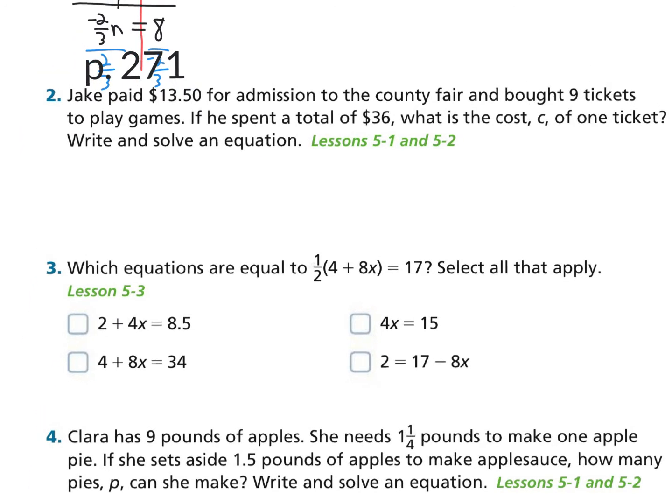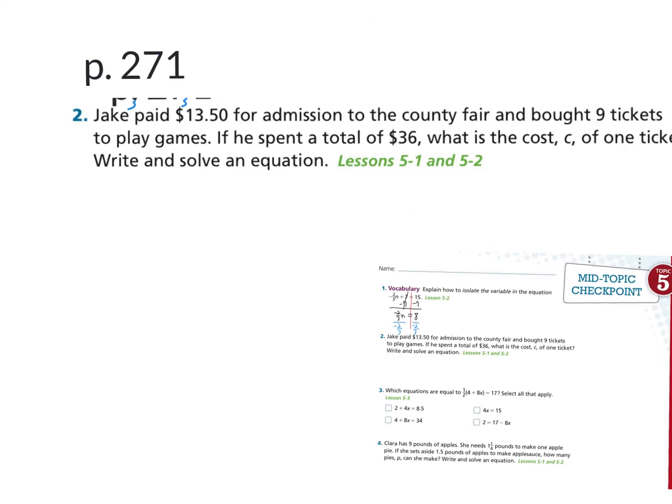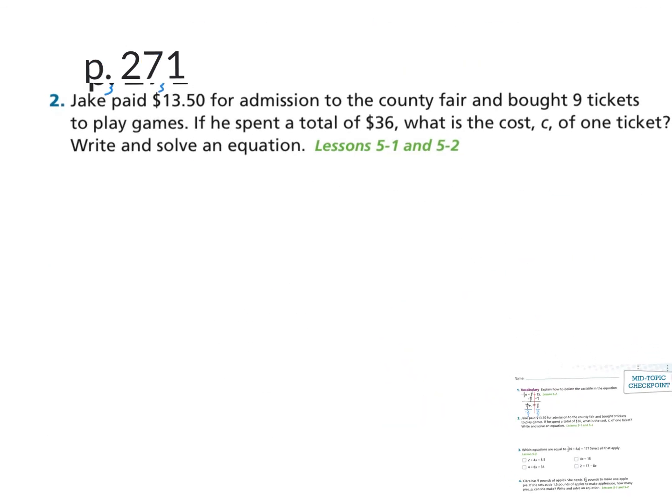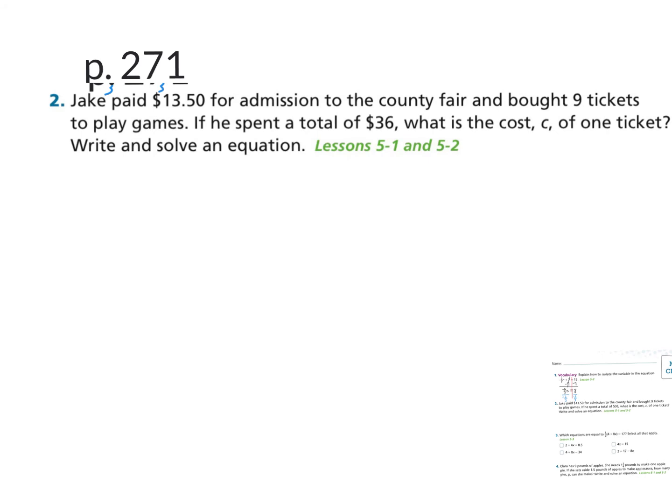Number 2, Jake paid $13.50 for admission to the county fair and bought 9 tickets to play games. He spent a total of $36. What is the cost C of 1 ticket? Write and solve an equation. Okay, so I'm going to take this to the side here so we can have room to work.